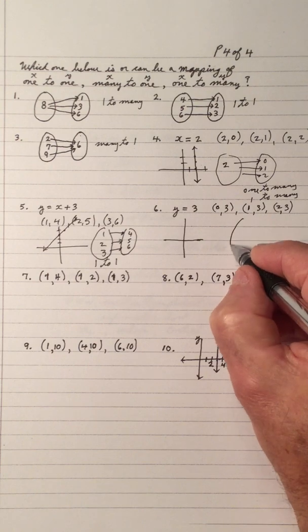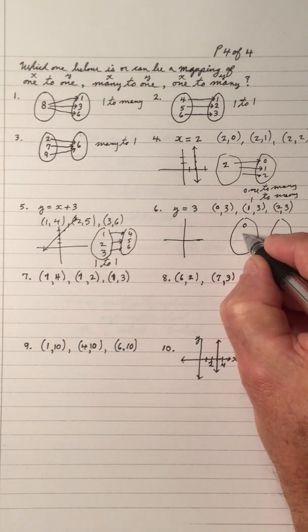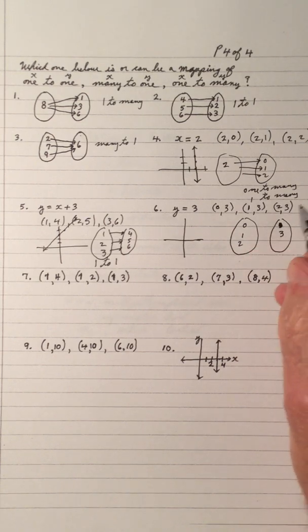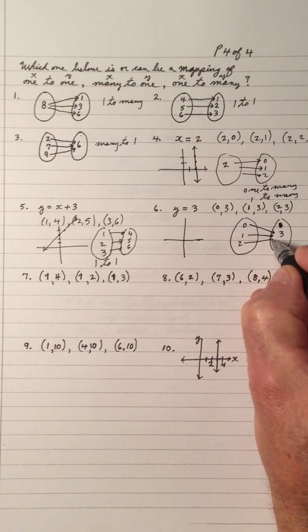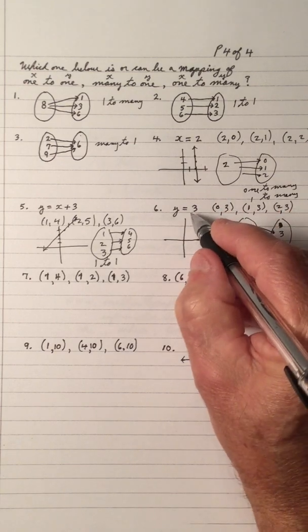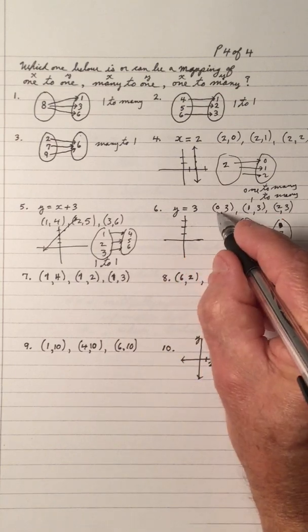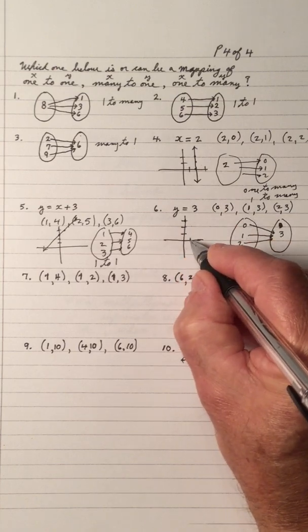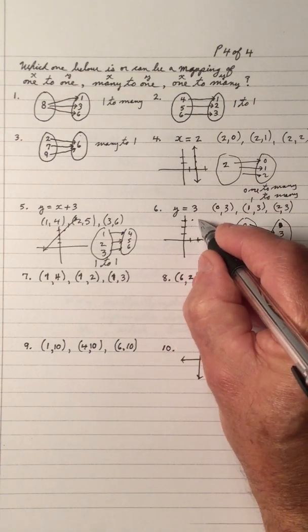So if you do the diagram, we got 0, 1, and 2 going with 3. Oop, I only got 1, 3. I'm going to write down 3, 3, 3. So 0, 1, and 2 all go to 3. Let's see. Y is 3. X is 0, y is 3. X is 1, right here, y is 3. X is 2, y is 3.